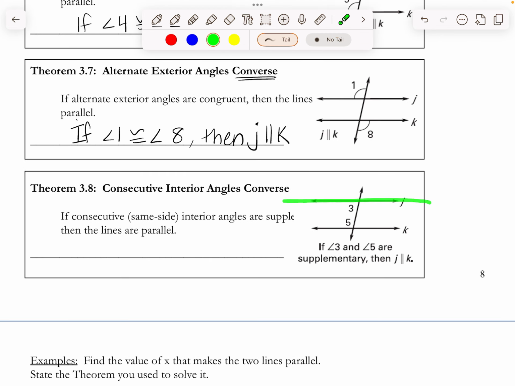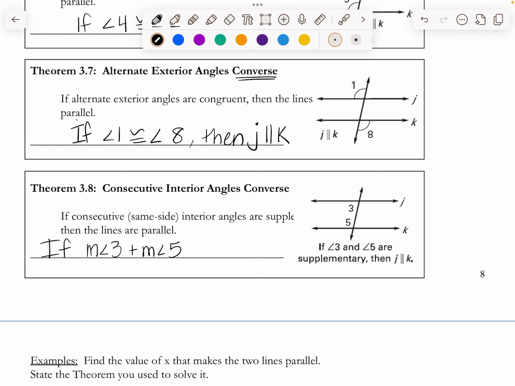And then consecutive interior angles. So we're looking at the angles on the inside, and then consecutive means that they're on the same side of the transversal. If they are supplementary, then the lines must be parallel. And remember that supplementary means that the angles add to 180. So we could say that if the measure of angle 3 plus the measure of angle 5 is equal to 180, then the lines are parallel.